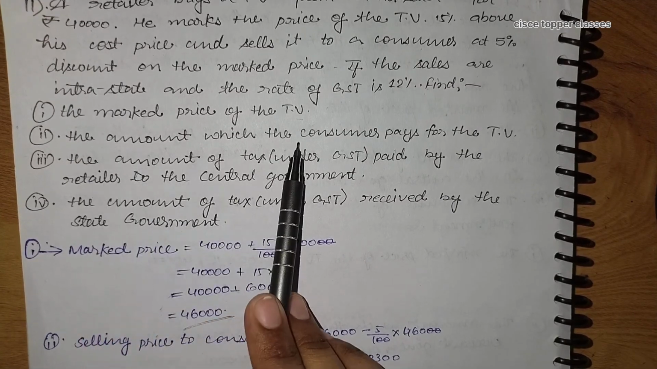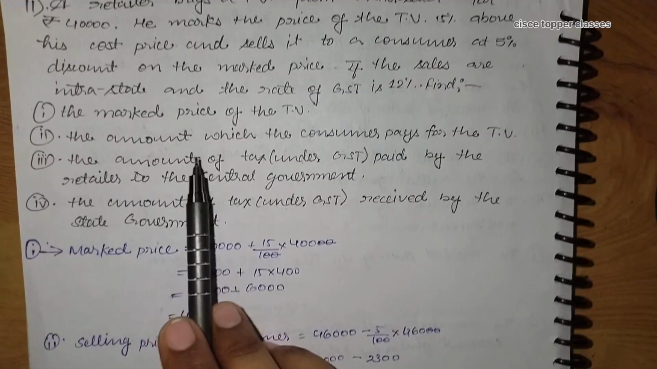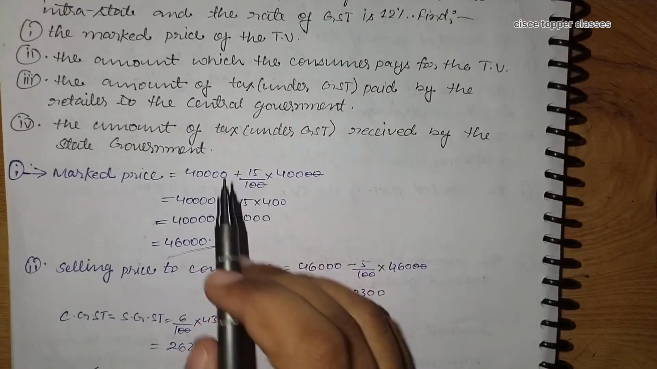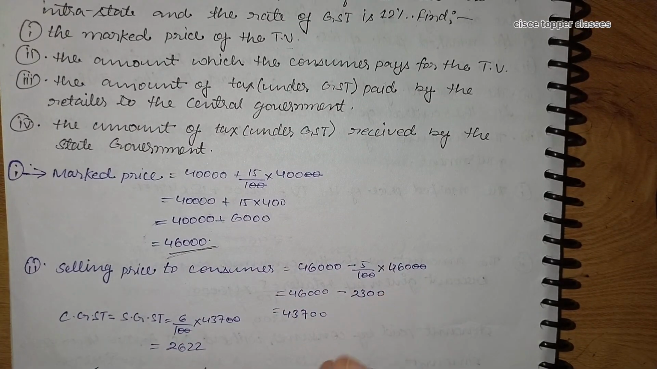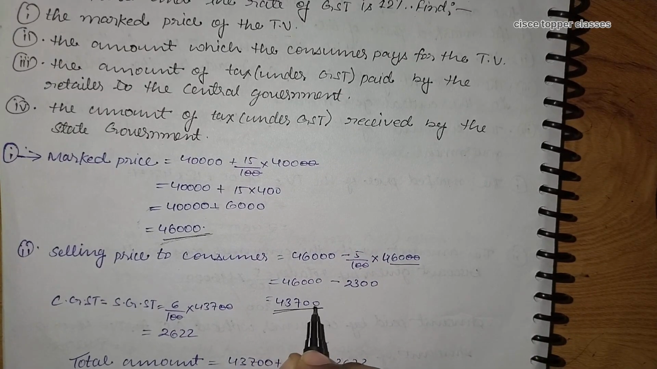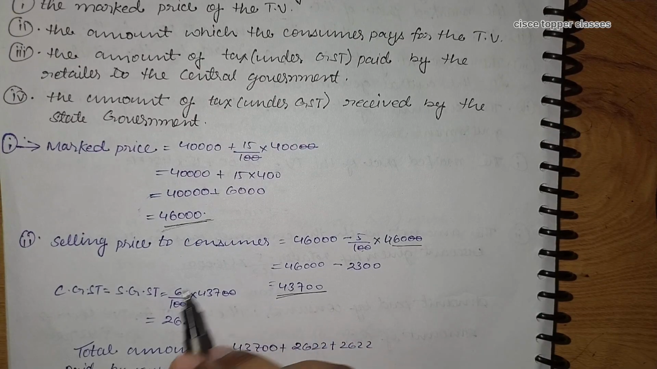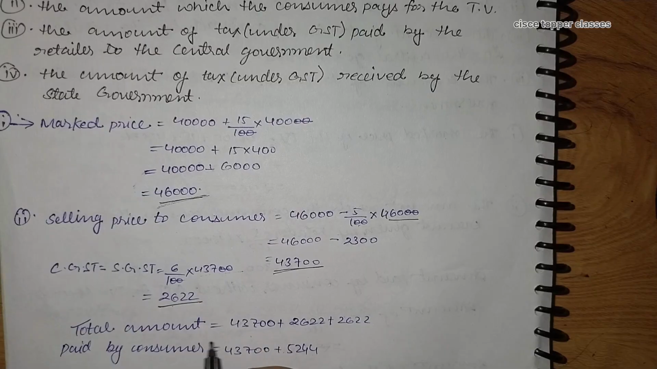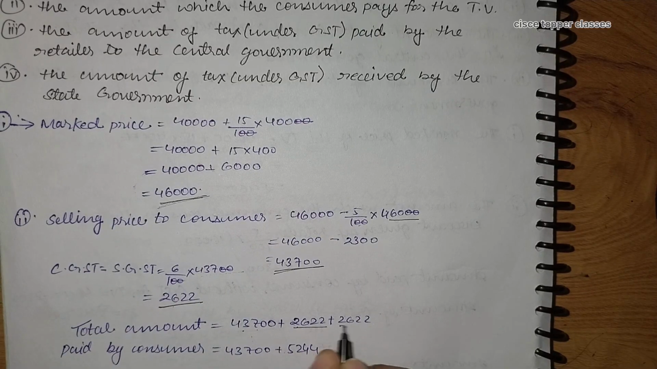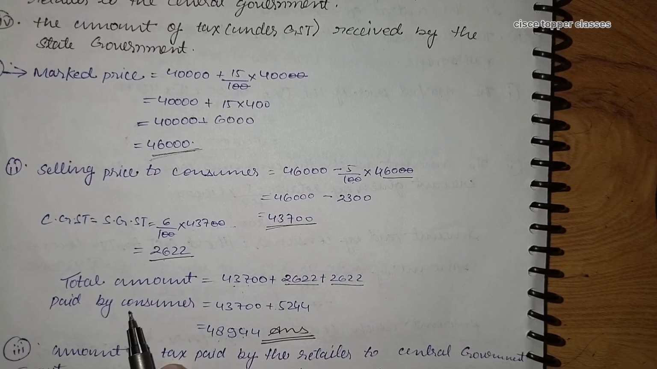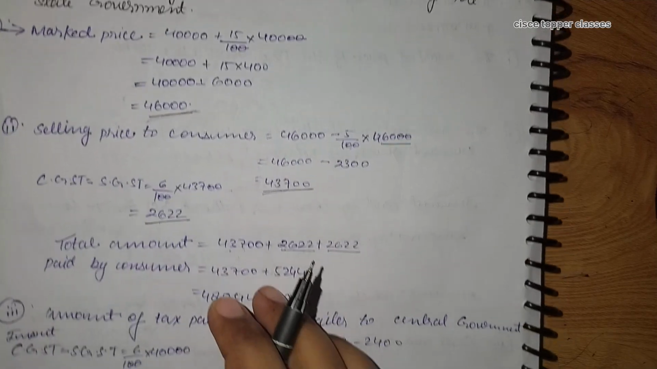In the second part, we have to find the amount which the consumer pays for the TV. To find the amount which the consumer pays, we will take a discount on the mark price. So on this price, we will take the discount of 5%. This will be 46,000 minus 5 by 100 of 46,000, means the answer is 43,700 rupees here. And CGST and SGST, if we have to write, this will be 6% of 43,700, so 2,622 here, CGST and SGST. So the total amount we can write is 43,700 plus CGST and SGST, means 48,944 is the answer in the second part, the total amount paid by the consumer.